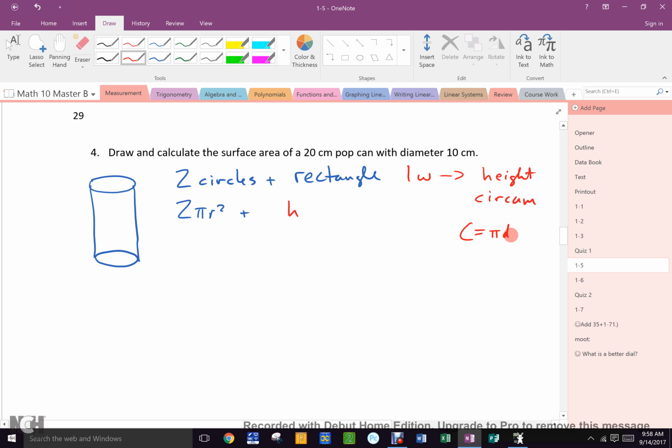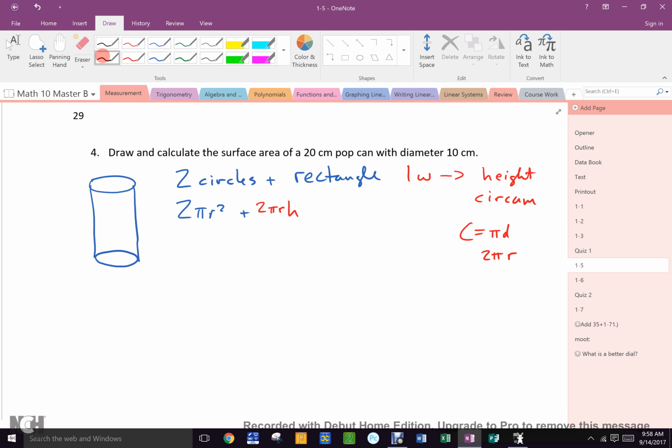It's two, not squared, times two. So circumference is also 2 pi r. So if that's my circumference and it's also my width, then what do I write here? I either write 2 pi r or I write pi d. Everybody cool? Do you have to memorize that? No, because it's in your sheet.